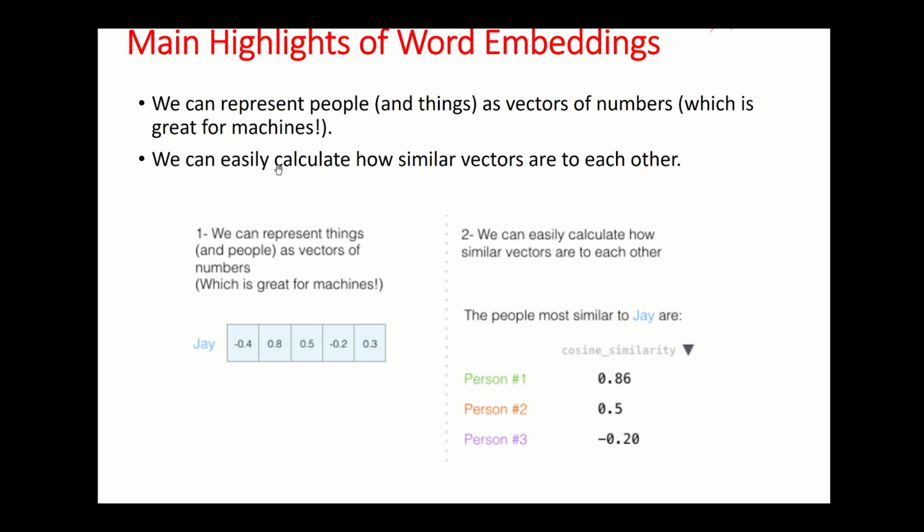So always, the major highlight of word embeddings, the main understanding which you have to keep in mind, is that a person or a thing or anything could be represented as a vector. Okay, so that is the main understanding. And only when it is converted into a vector can a machine work with it, right? So anything which we work with could be converted into a vector.